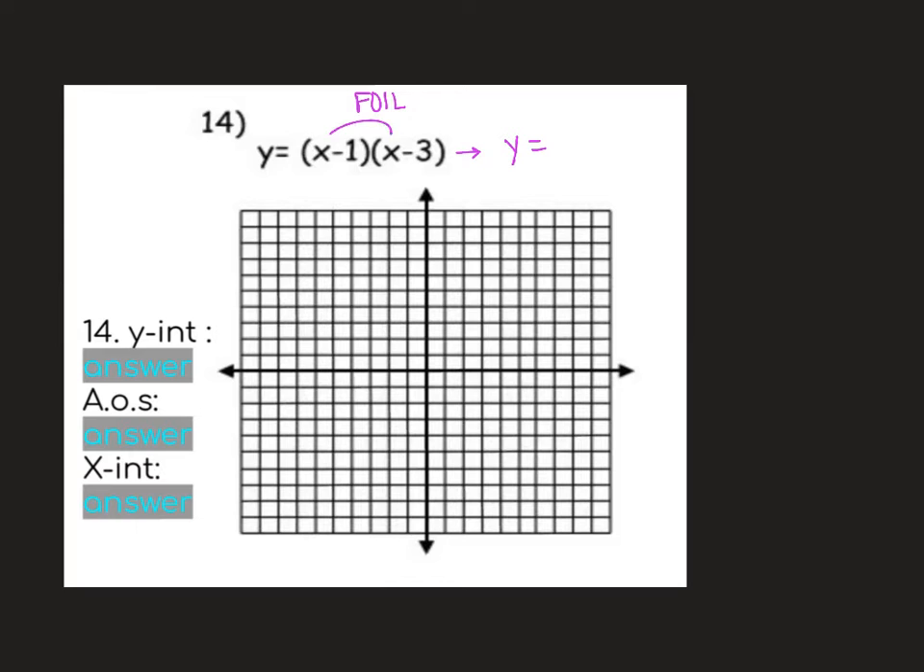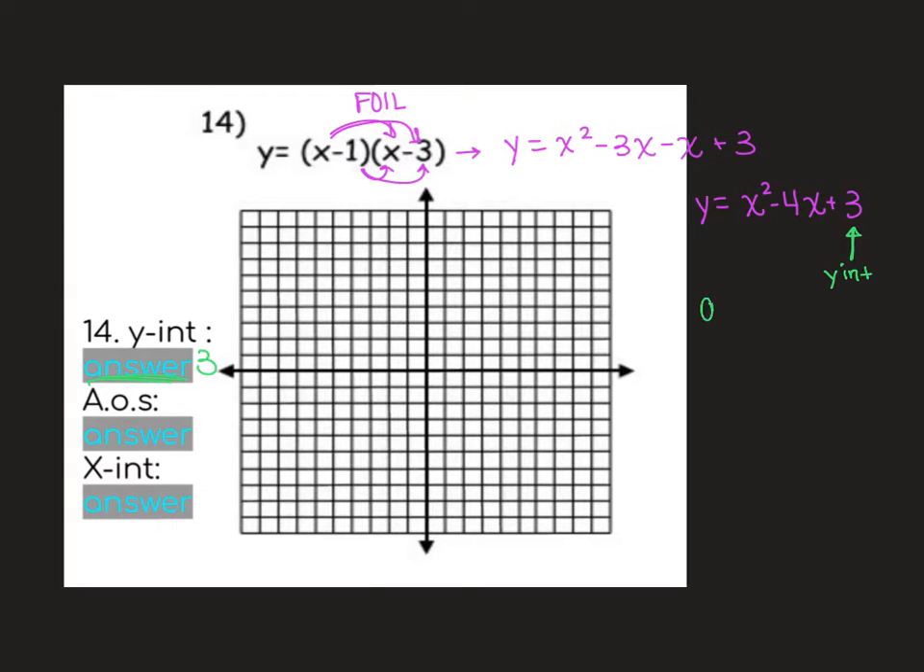So when we FOIL this, we're going to do our first terms. We get x squared, outer, we get negative 3x, inner, negative x, and last is a plus 3. So we can simplify that down, and we're going to get y equals x squared minus 4x plus 3. So this number that's all by itself here on the end, no x's, that's going to be your y-intercept. So you can put that over here. You're going to be able to erase this word and type in a 3 instead.